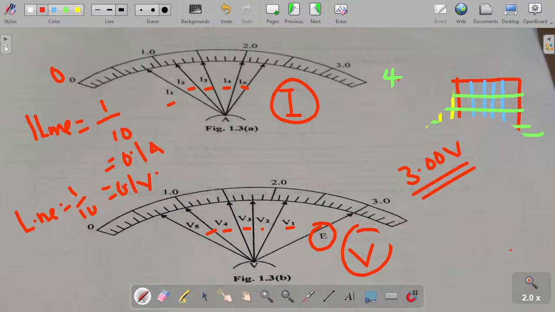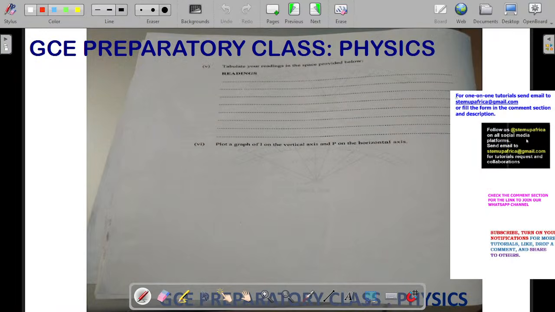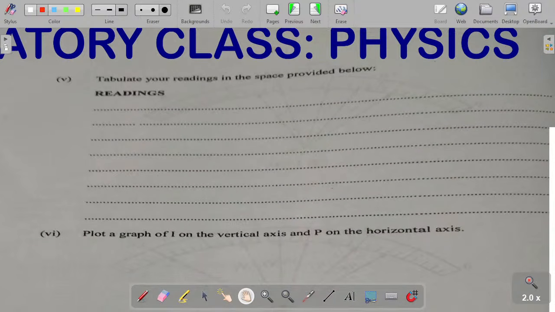Then what the question demanded is to evaluate P equals E minus V. I have to evaluate E minus V as the value of P. So let's put that into account. That will be question 3A, Roman figure 1, 2. Then everything will end up here. Look at this page. We should tabulate our readings: the reading for I, the reading for V, the reading for E, and the reading for P, which is E minus V.